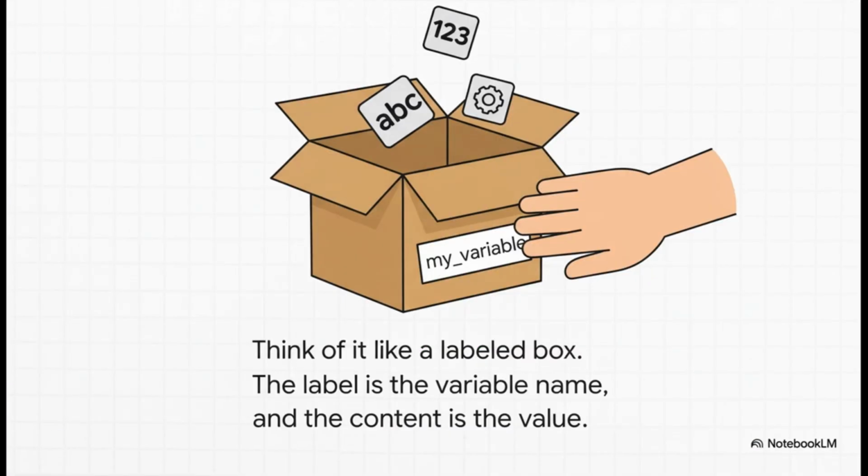Now, the best way I've found to think about a variable is to picture a simple labeled box. The name you give the variable, that's the label you write on the outside of the box. And the data, the actual value you're saving, that's what you put inside. And trust me, we're going to come back to this box idea a lot.